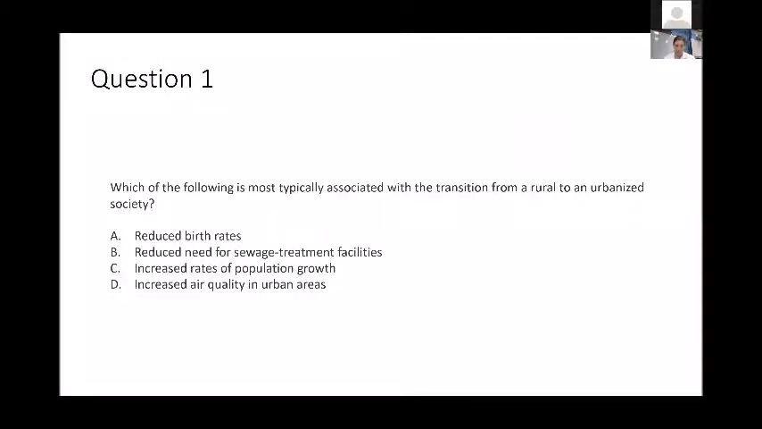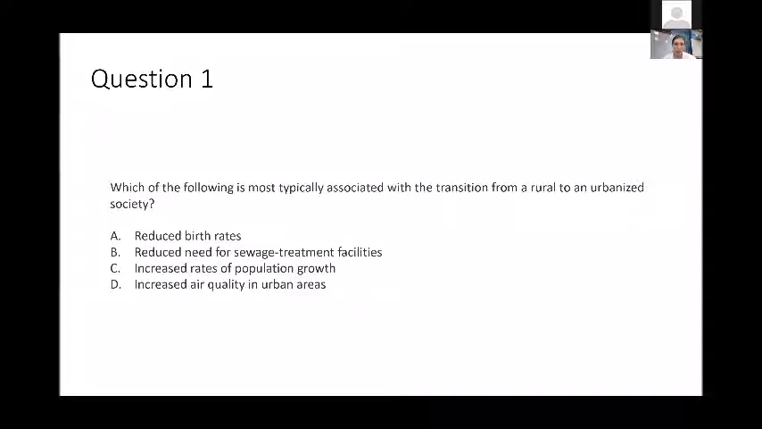All right, let's get into some practice questions. Which of the following is most typically associated with the transition from a rural to an urbanized society? Reduced birth rates, reduced need for sewage treatment facilities, increased rates of population growth, increased air quality in urban areas.